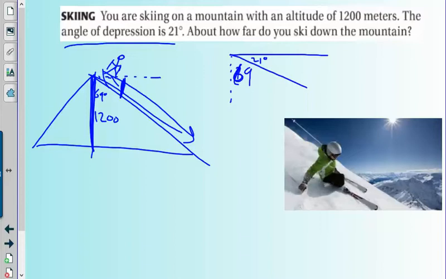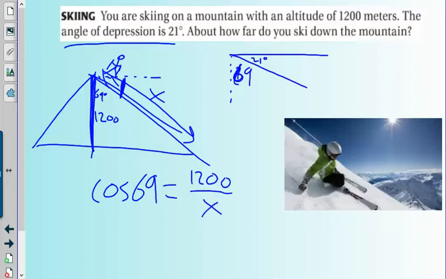And so how far do you ski down the mountain? We're going to call that x. So here I have the adjacent leg, and I'm looking for the hypotenuse. So I'm going to use cosine here. Cosine of 69 equals adjacent 1200 over hypotenuse.